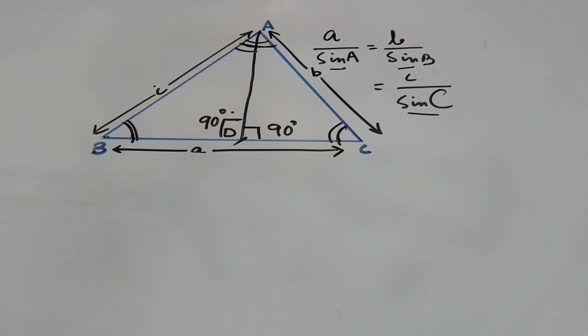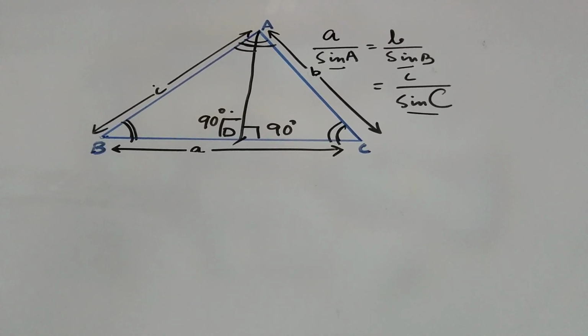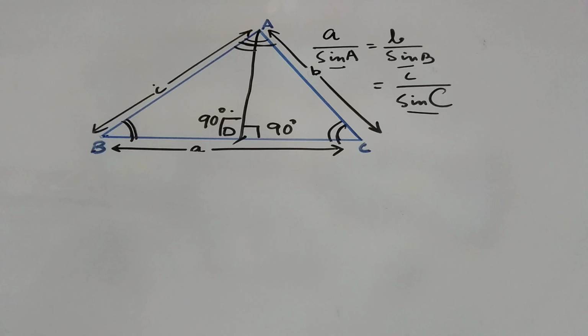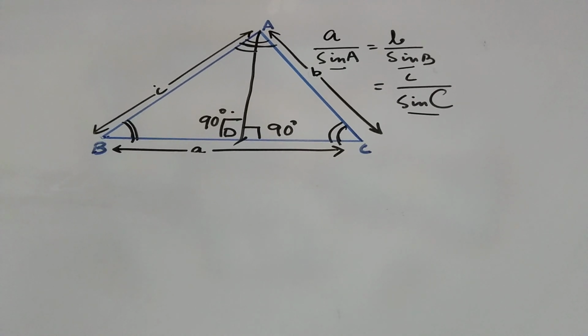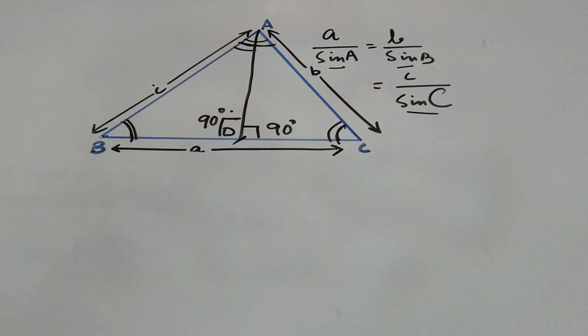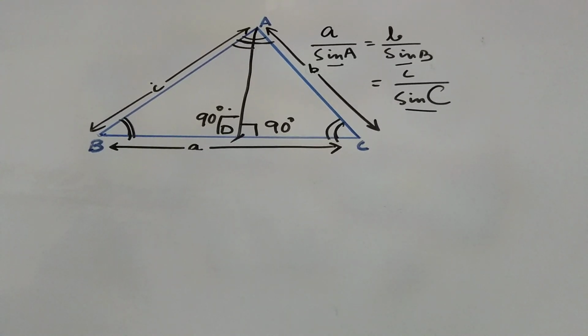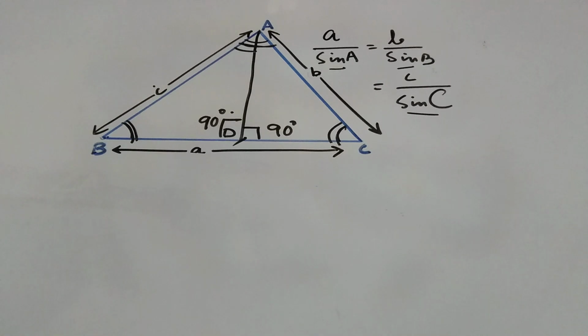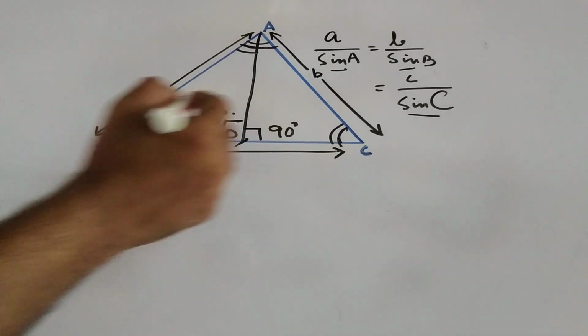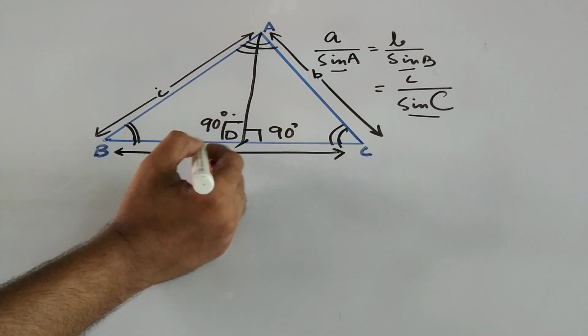Hello everyone. Today we are going to discuss one specific property of any triangle in geometry. Let ABC be a triangle. I have to prove that a/sin A = b/sin B = c/sin C. What are small a, small b and small c? They are respectively the lengths of the sides.